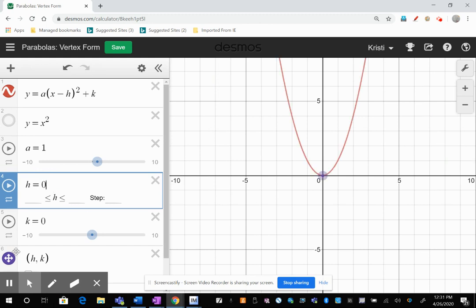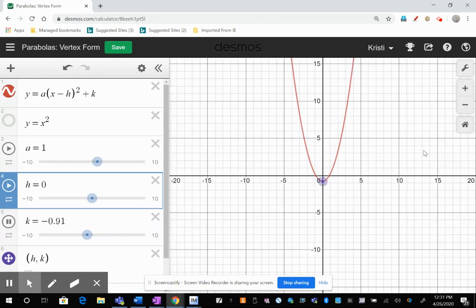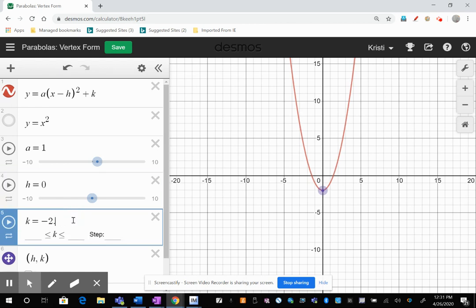Now let's go to our k value. It transforms the parabola up and down. It's going off our screen a little bit, but there we go, up and down. Let's stop. When you have a k value of -2, it's down 2. When you have a k value of +2, it's up 2.